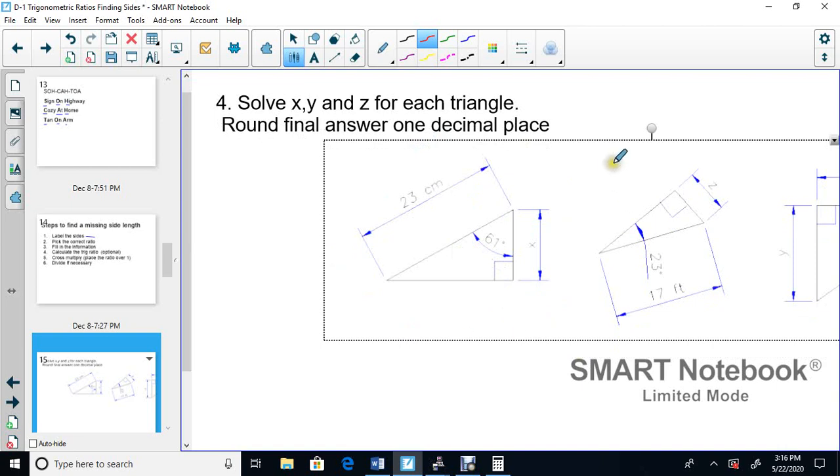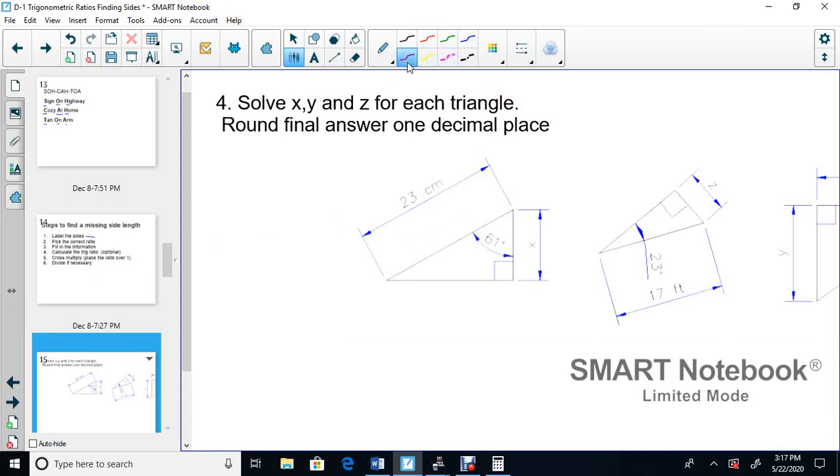Step 1, so here we're going to look at this triangle. Step 1, label all the sides. So here we go. I'm going to use my purple pen to label. First, label across from the 90, across here. That one right there, across from the 90, that's the hypotenuse, always the longest side as well.